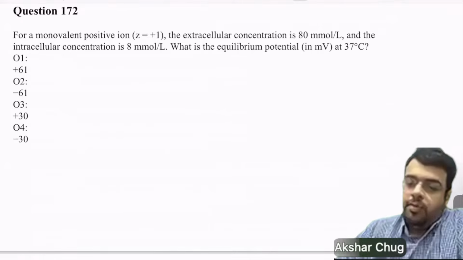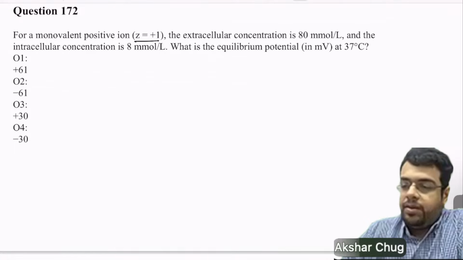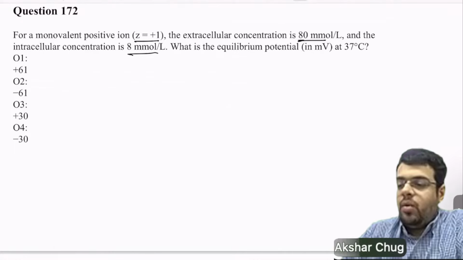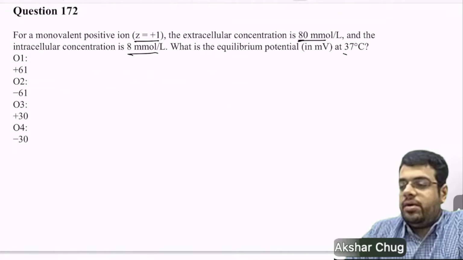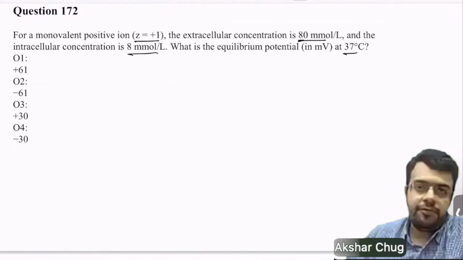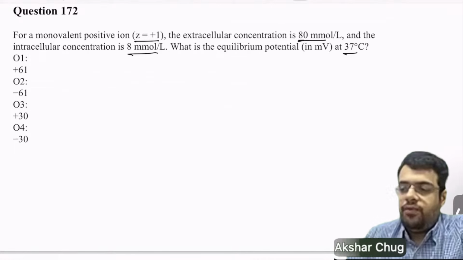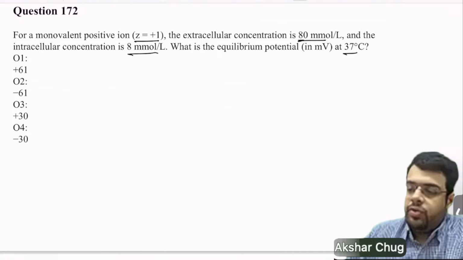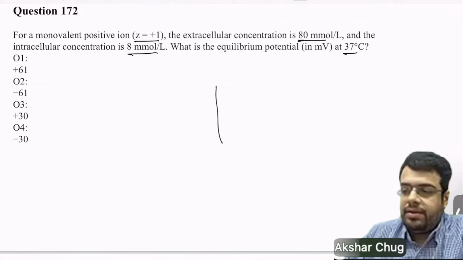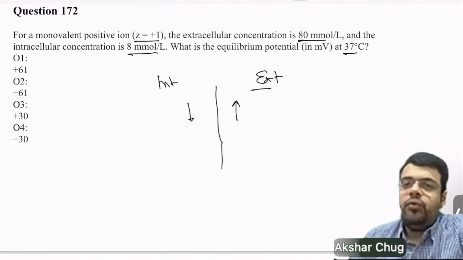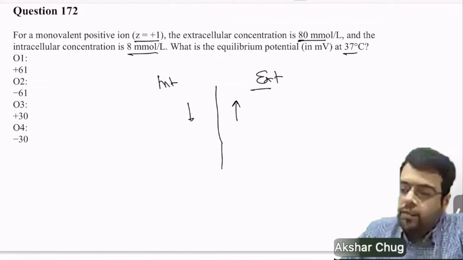For a monovalent positive ion, +1, the extracellular concentration is 80 and the intracellular concentration is 8. What is the equilibrium potential at 37? In such types of questions, I don't like to remember the formula; rather, I go with a very simple rule. Assume this is the plasma membrane, this is the interior of the cell, this is the exterior of the cell. As we know, the concentration on the exterior is higher and the concentration in the interior is lower. So where would the ion love to move? The ion would love to move into the cell.